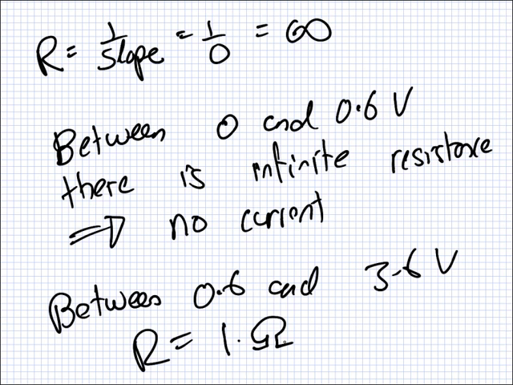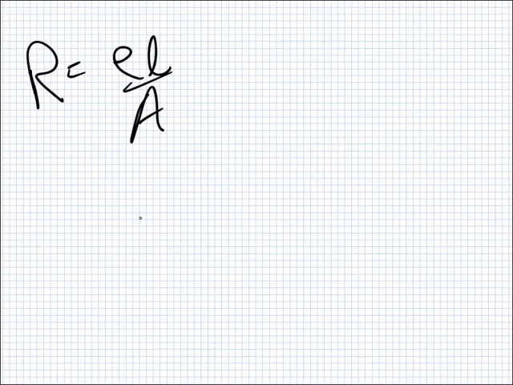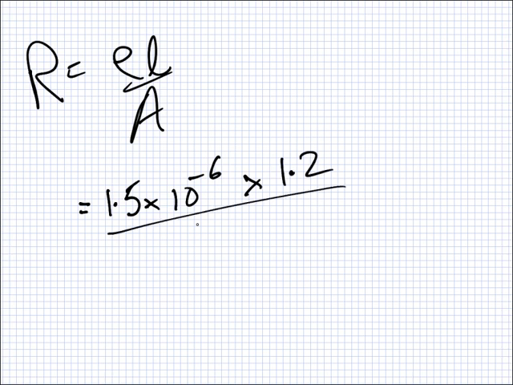What is the resistivity of nichrome? So what is the resistance? Resistance equals, remember this formula? Rho L over A. Nearly finished. So rho is 1.5 times 10 to the minus 6. L is 1.2. And A is 2.45 times 10 to the minus 7.